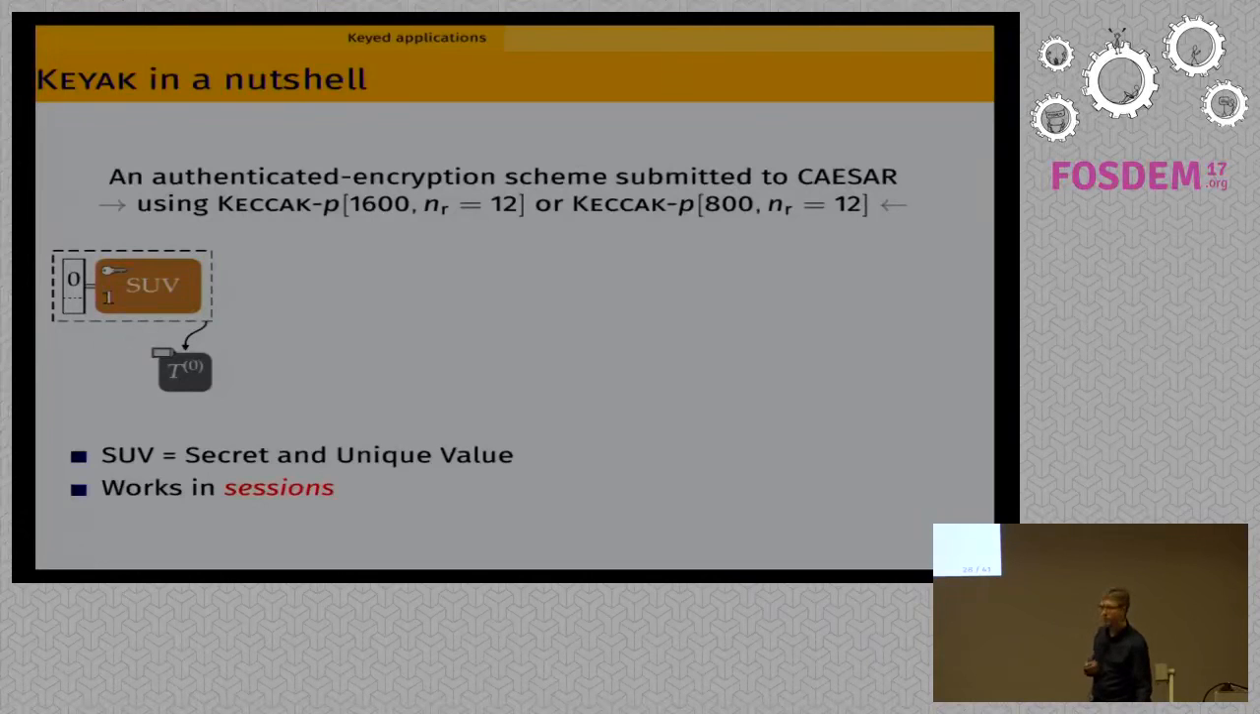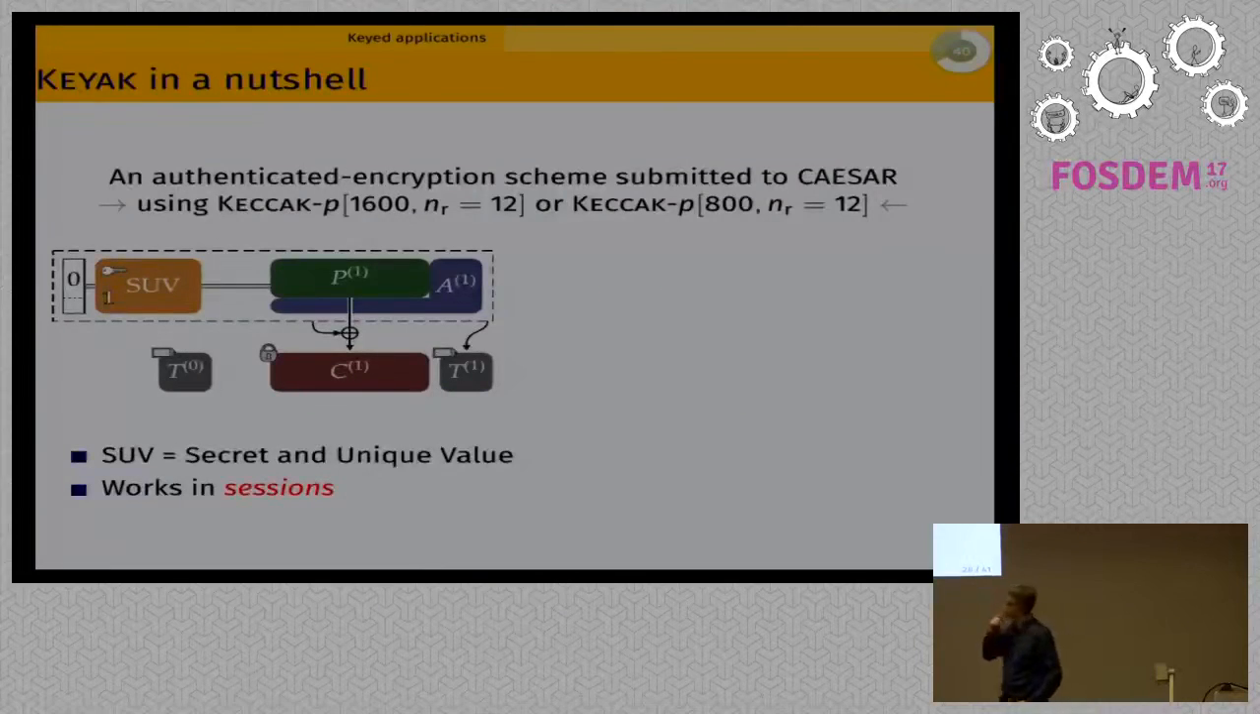So let's say that you start the session with some session key. It's called SUV because it needs to be secret and unique. So it can be a session key, meaning that it's different every time you open a new connection. It could also be a long-term key, but you adjoin to it some counter, some connection identifier that changes every time.